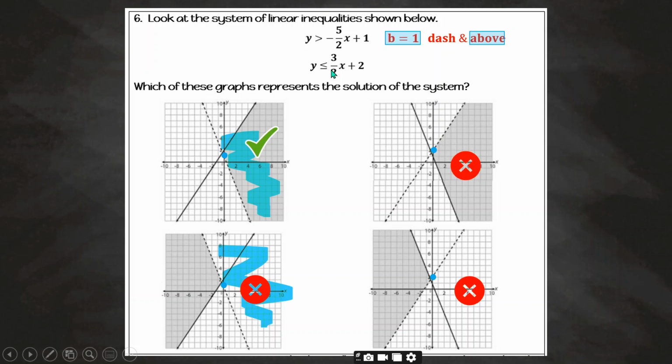Now you can go and double check and make sure that the 2 is the y-intercept of the solid line. And here, this should be shaded below the solid line because it says less than, and it is in fact shaded below the less than.